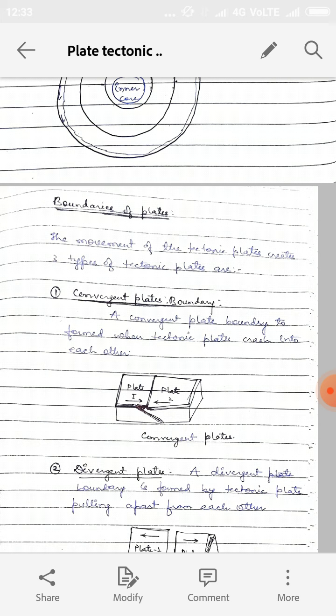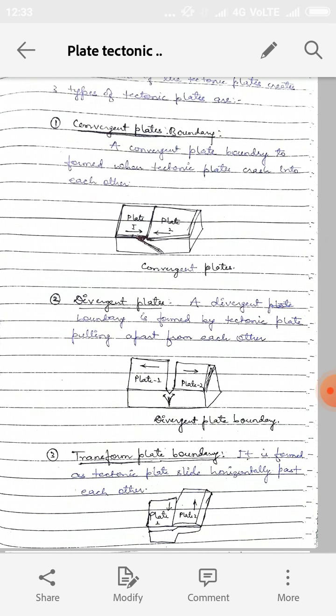The first one is the convergent plate boundary. A convergent plate boundary is formed when tectonic plates crash into each other, as shown in the following figure. Plate 1 and plate 2 converge toward each other, that means both plates are converging, so it forms a convergent plate boundary.